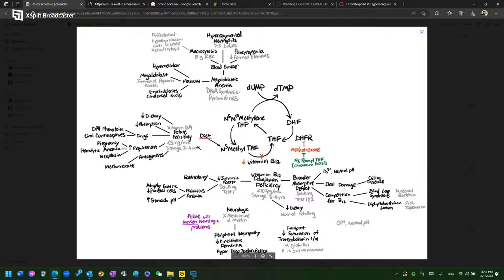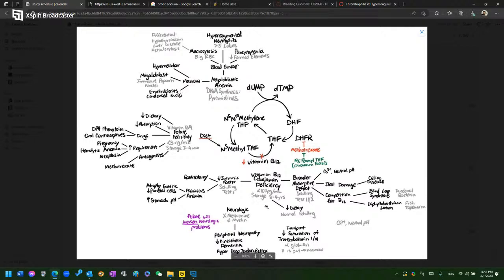You could also have a folate deficiency if you have certain drugs like methotrexate, which is right here, which sort of throws a wrench into this whole process as well. So not having enough of it, having methotrexate, or having vitamin B12 deficiency all throws a wrench in it.